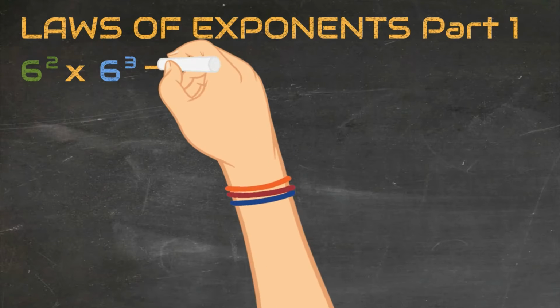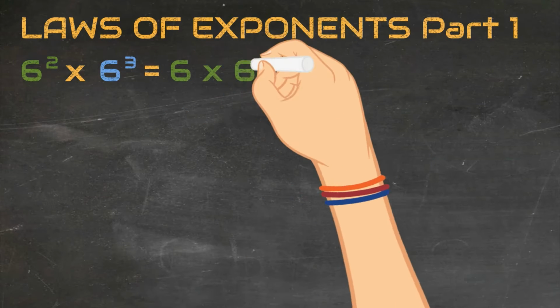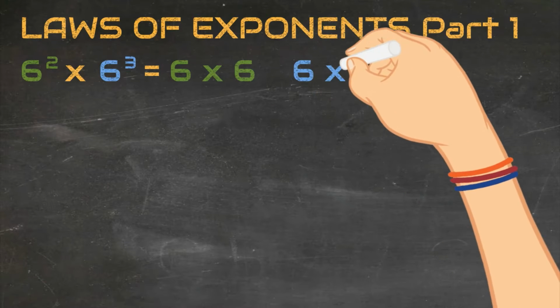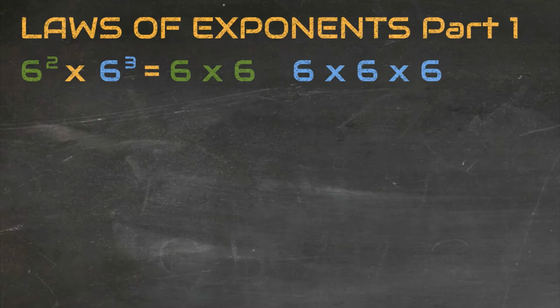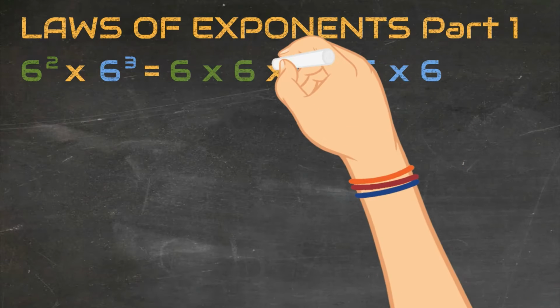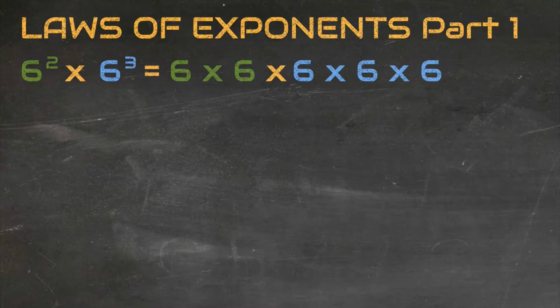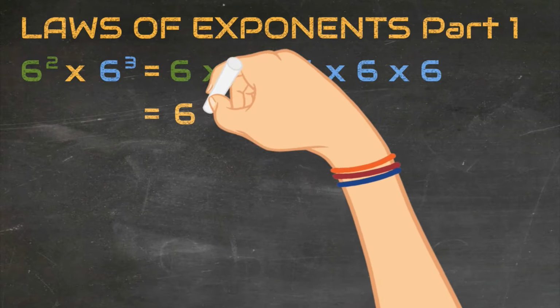From our previous lesson, we know that 6 squared is equal to 6 times 6, and 6 cubed is equal to 6 times 6 times 6. If we get the product of 6 squared and 6 cubed, 6 squared times 6 cubed is therefore 6 times 6 times 6 times 6 times 6. How many 6s are now being multiplied? There are now 5 6s. But 6 times 6 times 6 times 6 times 6 is equal to 6 to the 5th power.